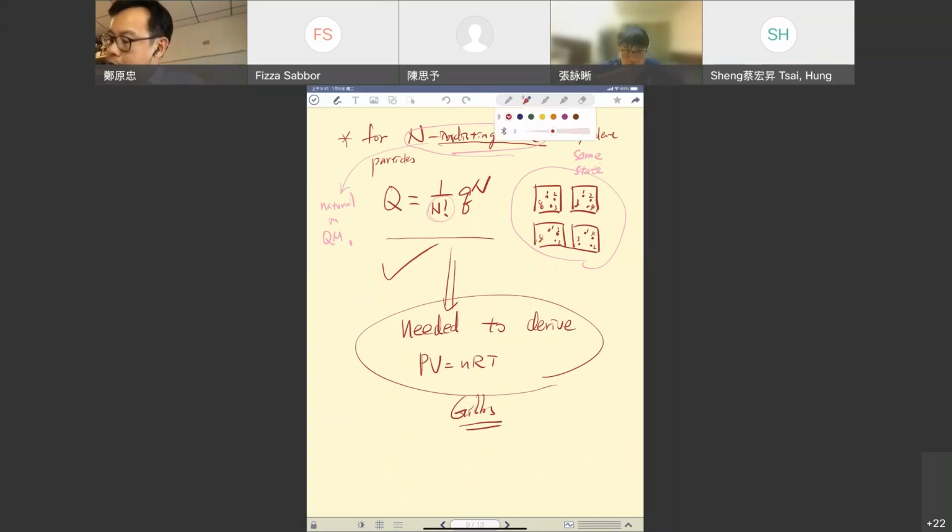Okay. So the key here is if particles are indistinguishable, then all those permutations correspond to the same state. For a case with four particles, there are 4 factorial such states. So in this case, Q to the power of N counts all the states differently, but we need to multiply that by 1 over N factorial to count it only once. Okay? And this is required to derive PV equals nRT. If you do not know this N factorial factor, you cannot properly derive PV equals nRT. Okay. Any more questions? Okay, if not, we'll stop here and see you on Thursday.